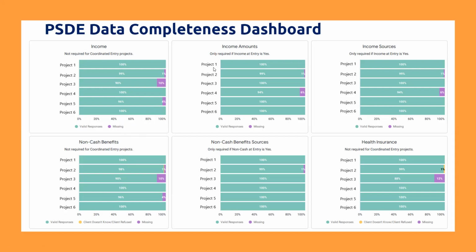So there's about 6 more data elements in addition to these that will be on the dashboard. So it's all the income source information, non-cash, health insurance, the different disability types, and the domestic violence questions. And we have also included on each chart if there's any special requirements or exclusions for the data element. So you can see this one says not required for coordinated entry. And then some of the disability types are not required for SSVF. So those are all listed on the dashboard to help you with your data quality process.